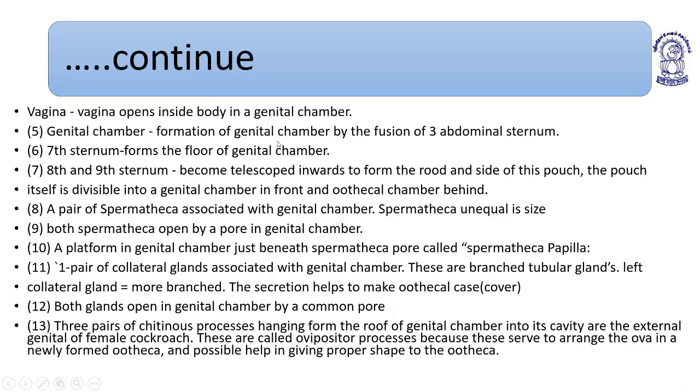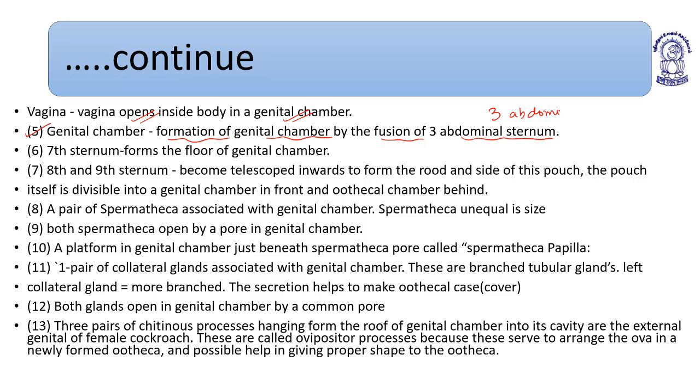Understood? Now coming to the next, the vagina. The vagina is the external opening. It opens inside the body in the genital chamber, so it connects the external surroundings to the genital chamber. The genital chamber is formed by the fusion of 3 abdominal sterna.